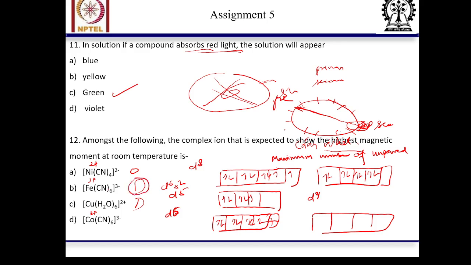Now, which complex shows the highest magnetic moment at room temperature? Both are having one unpaired electron. So through this, we can't say which one has the highest magnetic moment at room temperature. If we see the actual value, Fe(CN)6 3- is the correct answer.